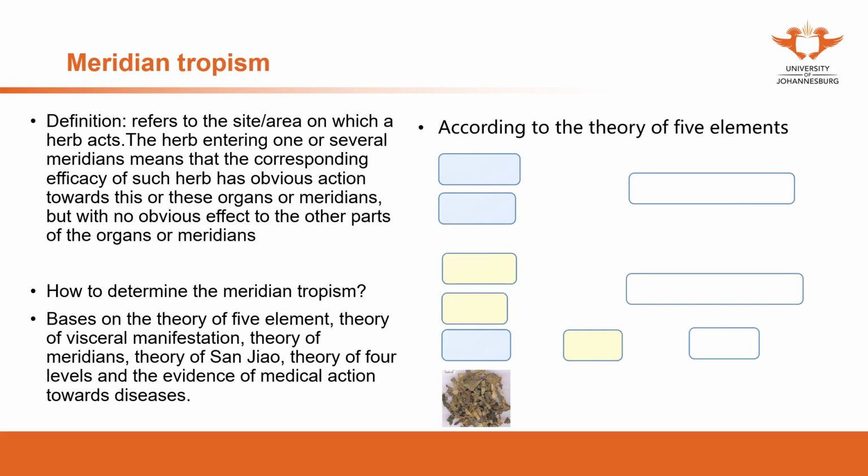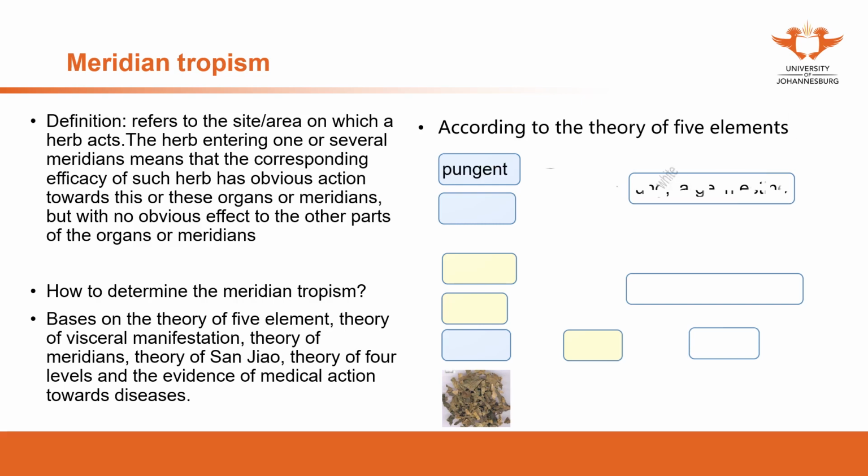How to determine the meridian tropism? Based on the theory of the 5 elements, the theory of Zangfu manifestations, the theory of meridians, Sanjiao theory, the theory of the 4 levels, and also the evidence of the meridian action towards the diseases.